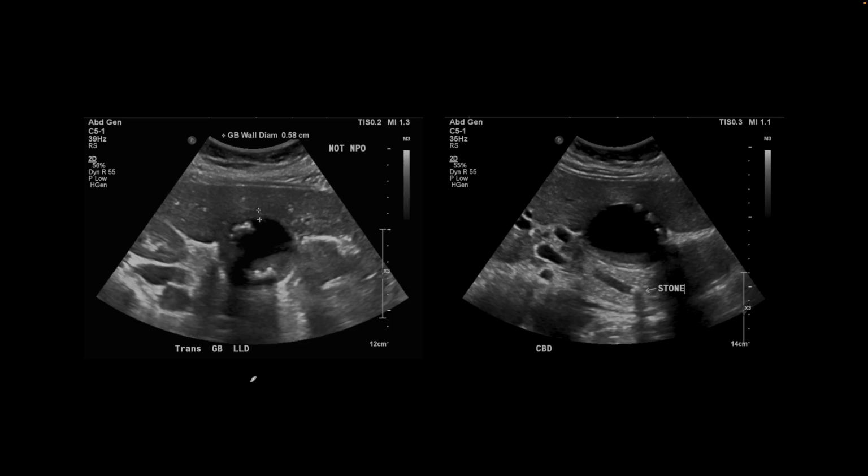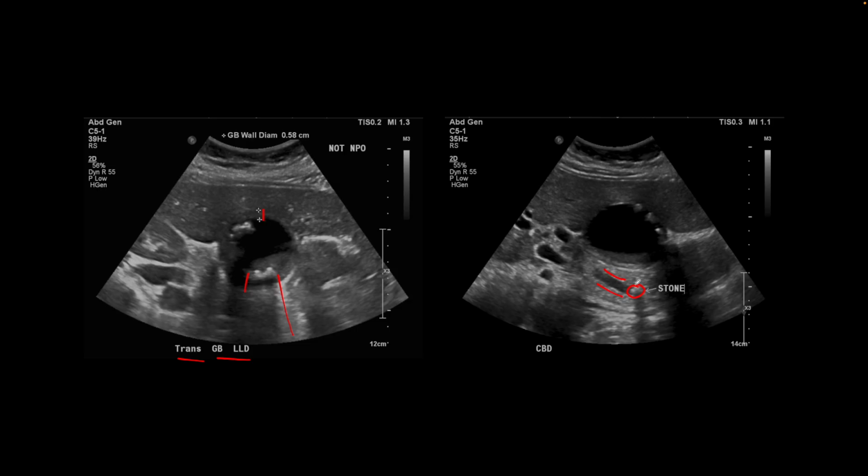We performed an ultrasound, and in this transaxial image of the gallbladder, we find that there is mural thickening. There are these shadowing stones. And on the second image, we find that the CBD is dilated, and they were able to trace it to this obstructing and shadowing stone. And so this is a very rare finding.